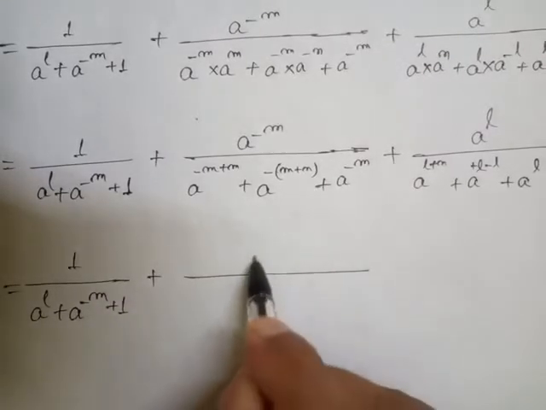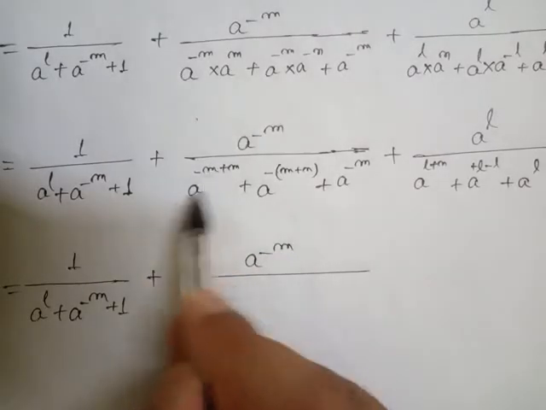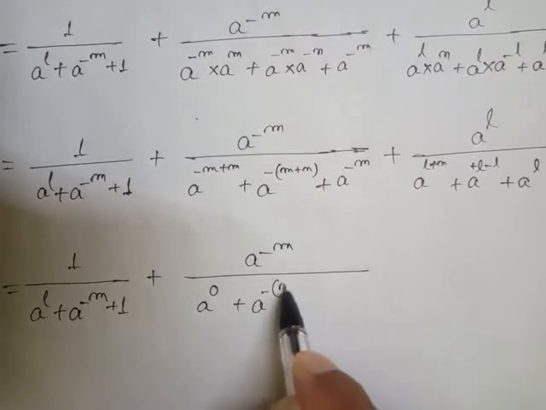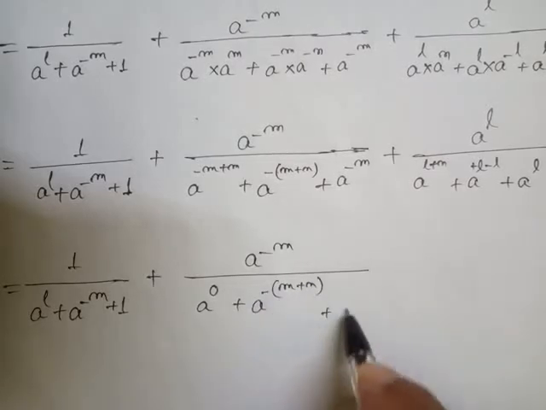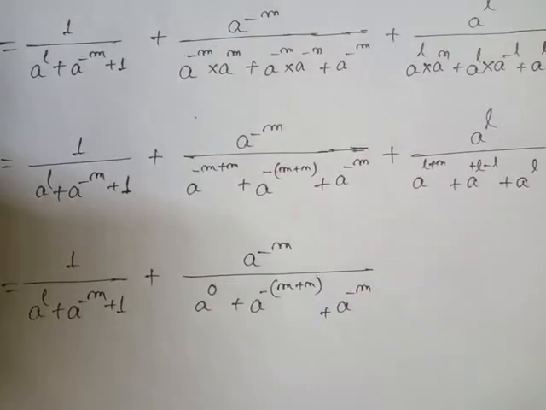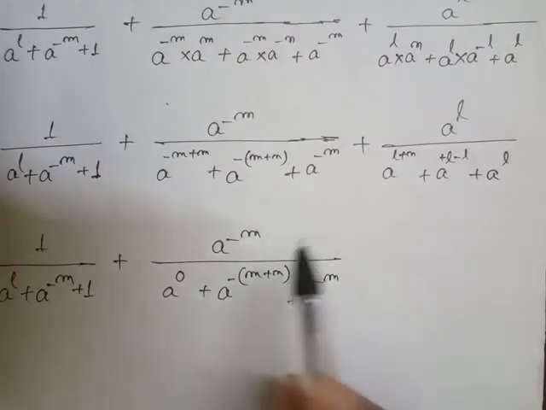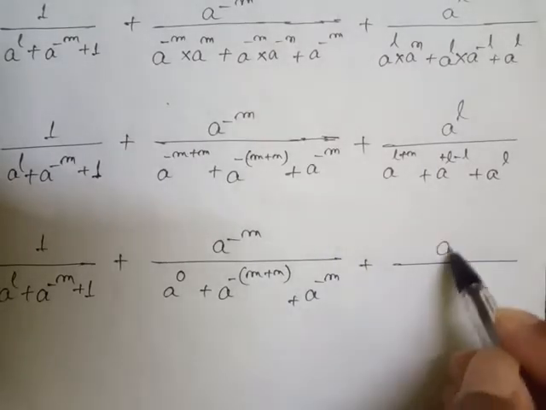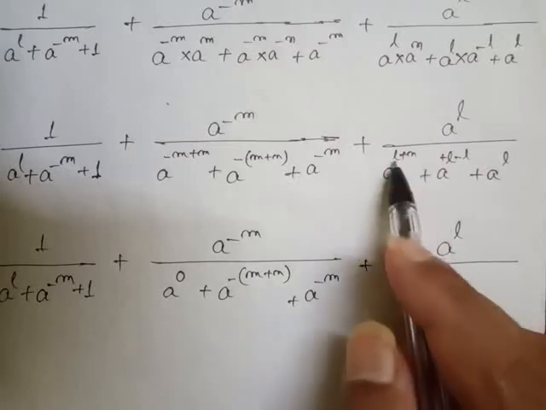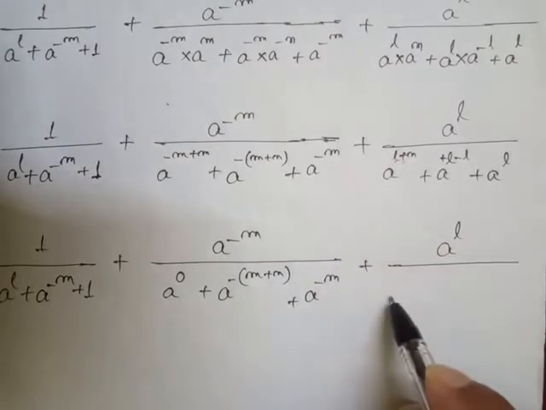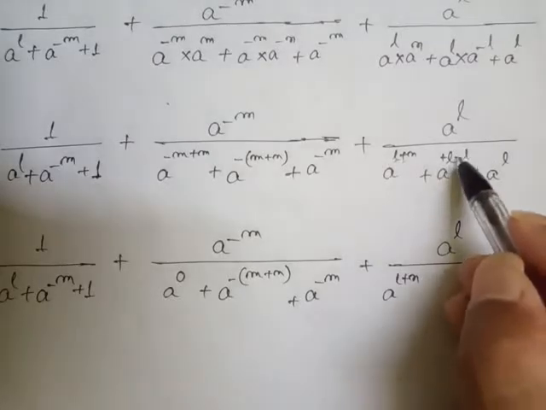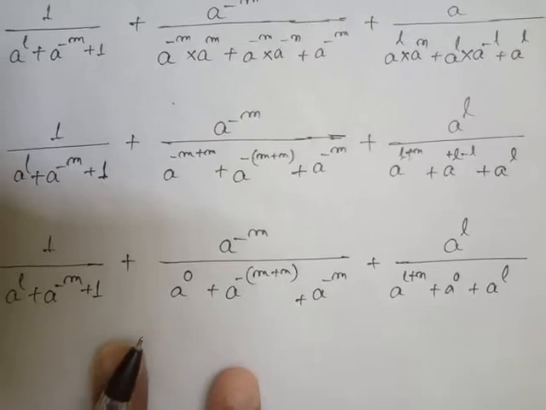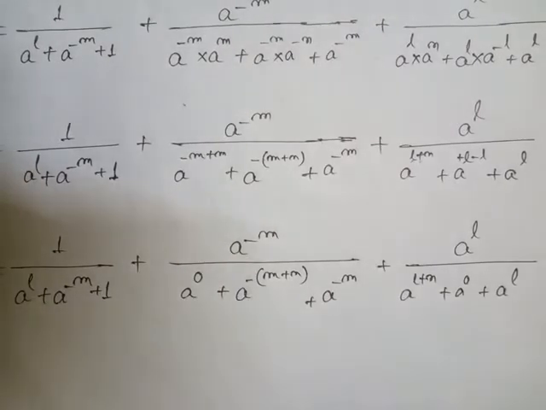Now after that, a to the power minus m, so plus m minus m cancel, a to the power 0, and this a to the power minus m plus n plus a to the power minus m. And this one also, if I write like this, a to the power L, and here is a to the power L minus L plus a to the power L plus n, and plus and minus n cancel, so a to the power 0 and a to the power L here.